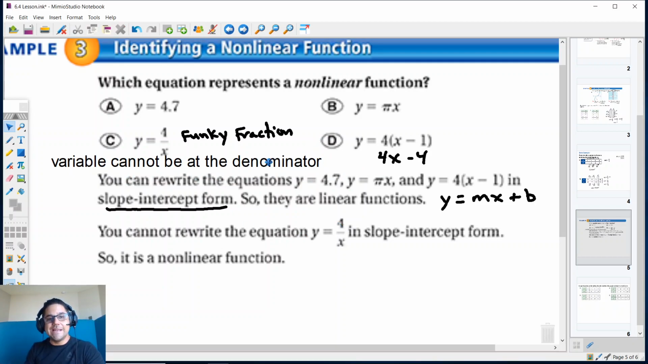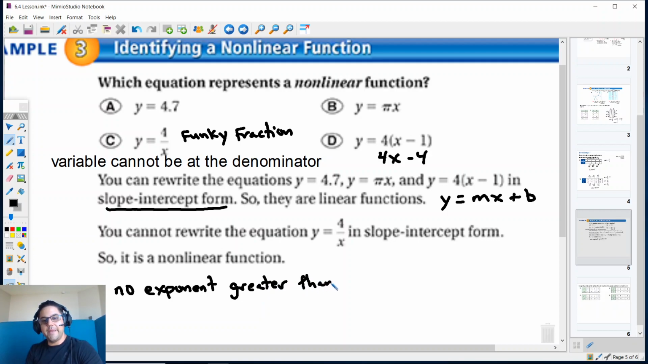Another one is we cannot have an exponent. So no exponent, really no exponent greater than 1, because it's kind of a basic idea, like x is really x to the first power, but we don't really talk about that. So in other words, if you had something like this, y is equal to x squared, that would be an exponent greater than 1, so that wouldn't work, so that would be nonlinear as well. Again, we're focusing on nonlinear.